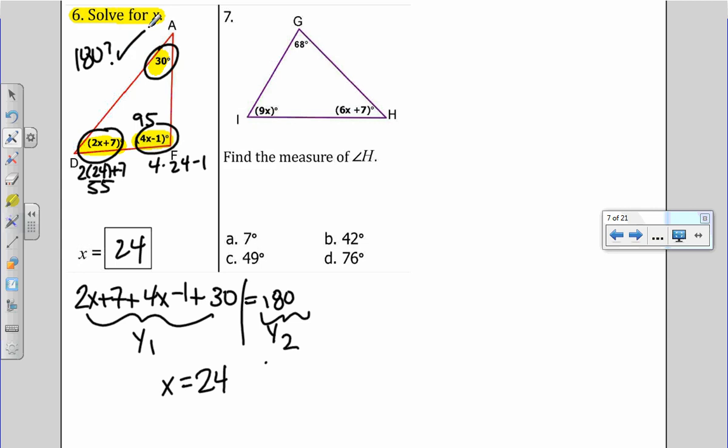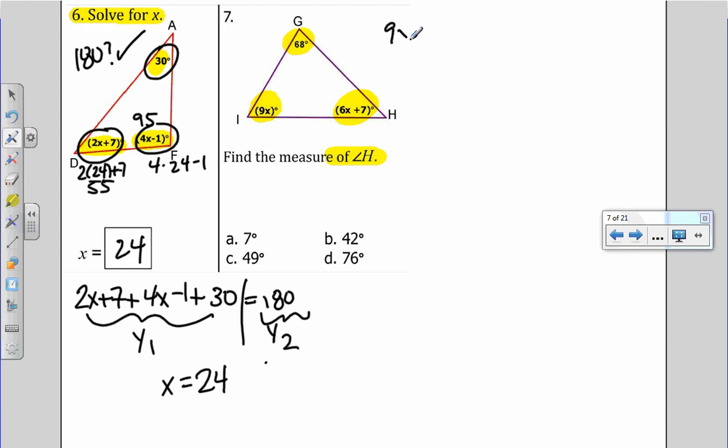Now, problem 7 is almost the same, except they want us to find the measure of angle H. And since they want the measure of angle H, we're going to have to add our angles up to 180, because we need to find out what x is, right? H is 6x plus 7, but if I don't know what x is, that doesn't mean very much to me. I need to know what x is in order to solve for that measure of angle H.